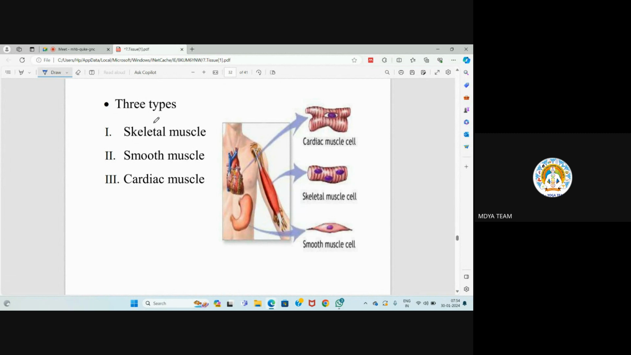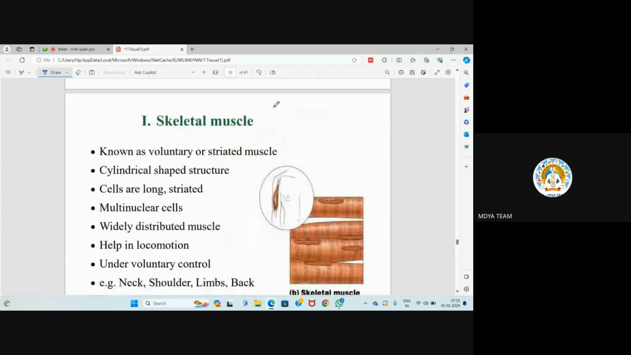And in this picture, different types of muscles have been shown. Skeletal muscle is shown here as biceps, cardiac muscle from the heart, and smooth muscle from the stomach. So these are the three types of muscle. Now we will discuss in detail about skeletal muscle.